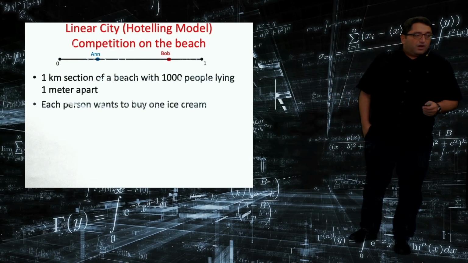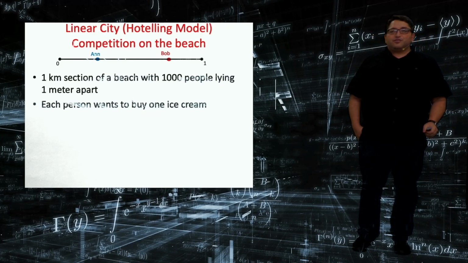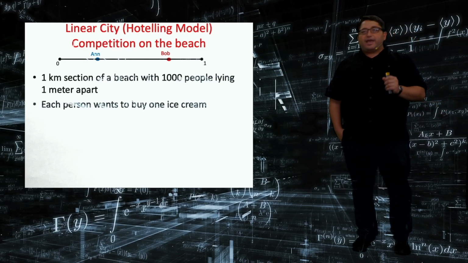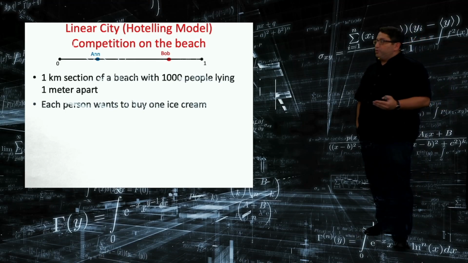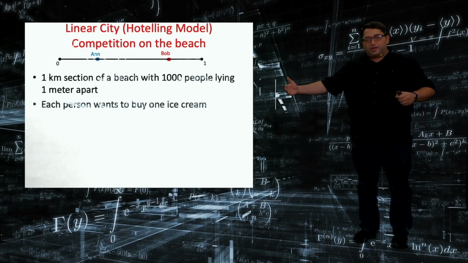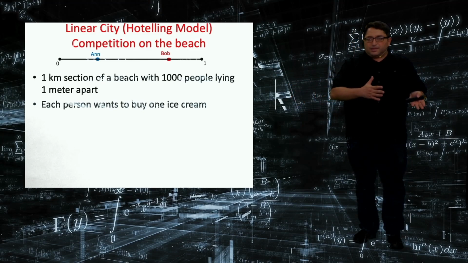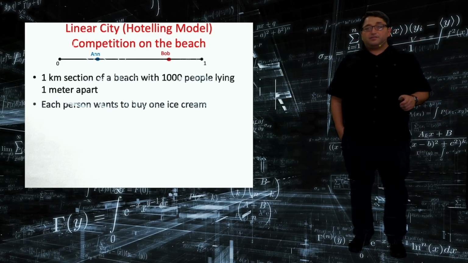And there are two ice cream vendors, Ann and Bob. They are selling identical ice cream with the same price. So my question is, where would Ann and Bob put their ice cream stand? At what location? Would they be on the opposite corners, like 0 and 1,000 meters, or somewhere in the middle, like to the left, to the right? Ann is at 250 meters and Bob is at 750 meters.